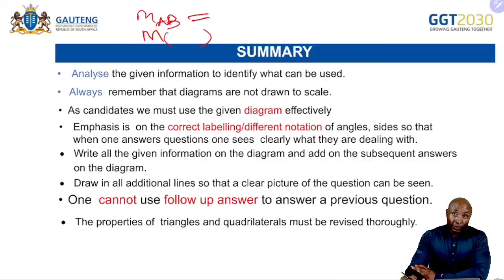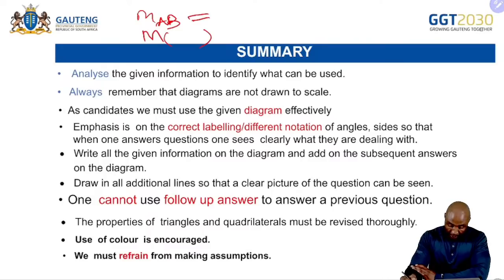Revise properties of triangles and quadrilaterals thoroughly as they come, both in Euclidean geometry as well as analytical geometry, as well as trigonometry you have seen again. Use of color is encouraged for you to visualize what is happening. We must refrain from making assumptions. This is coming back again.